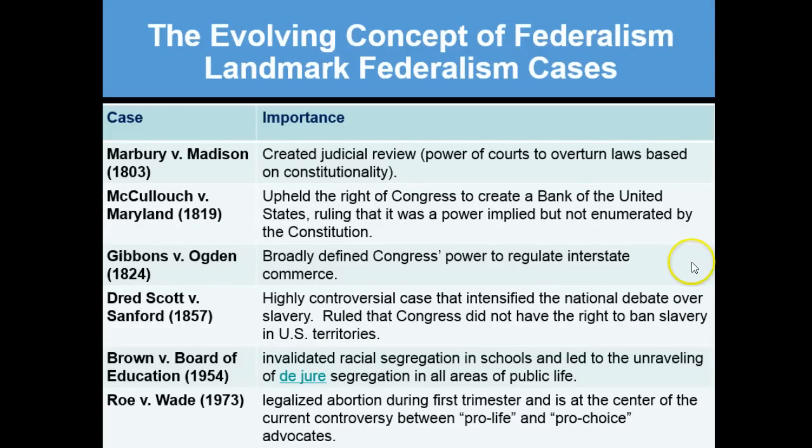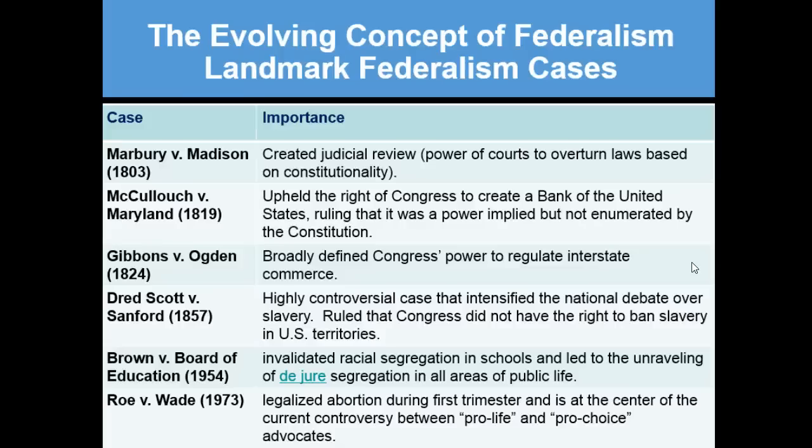Gibbons versus Ogden even more broadly defines the regulation of interstate commerce. Now, interstate commerce becomes the way by which the national government can use the supremacy clause and especially the elastic clause more often than not. It gives them the power to give themselves authority where they didn't have it. And so that's why we've seen a shift towards federal power in this relationship between the federal government and the states.